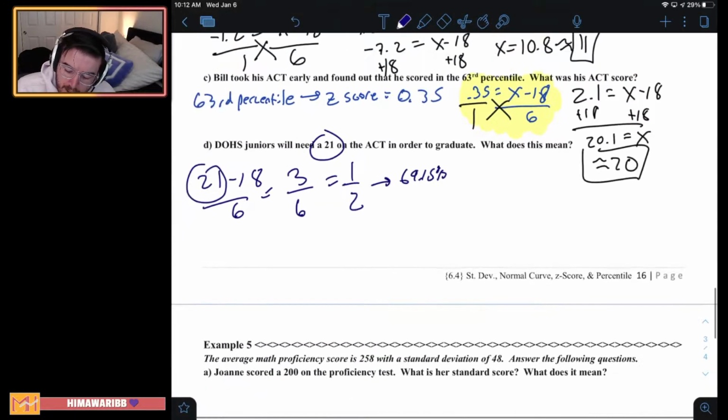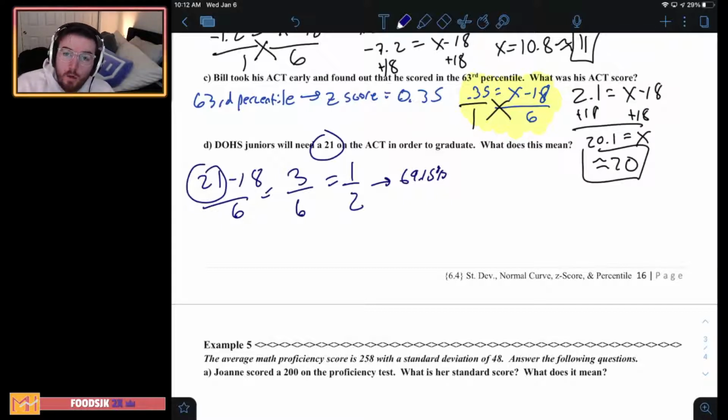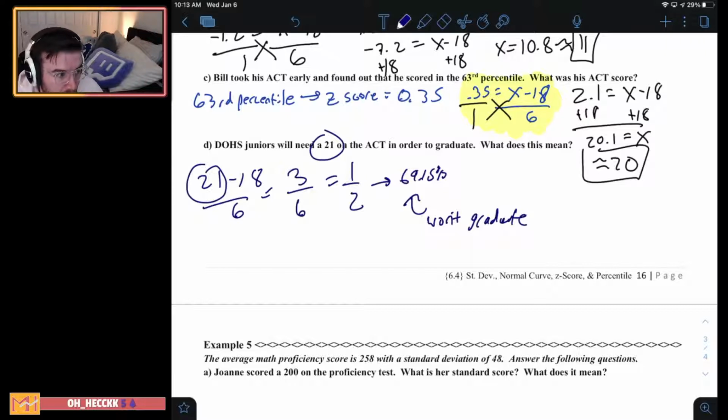So getting a score of 21 means that 69% of the students did worse than you. So if you need a 21 to graduate, that means 69.15% won't graduate. If scoring a 21 means graduating, and you're beating 69% of your peers, that means 69% of them aren't graduating. Now, that's not actually a requirement, spoiler alert, but that's a scary thought if it were.